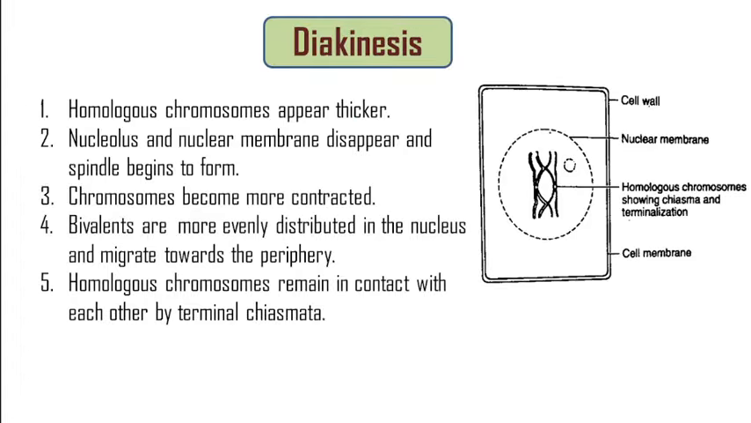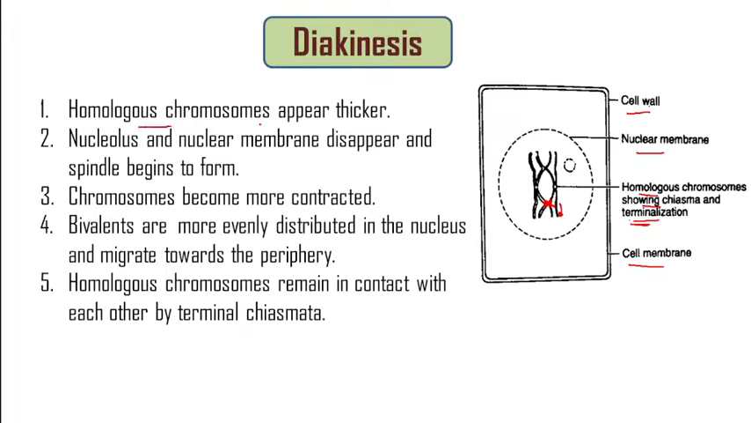Then comes the diakinesis stage: cell wall, nuclear membrane, homologous chromosomes showing chiasma and terminalization and cell membrane. So basically what happens in the diakinesis stage is the terminalization of the chiasmata. The cross-like structure that was formed after crossing over terminalizes. It means that it comes to the tip and finally the chromosomes get separated from each other.